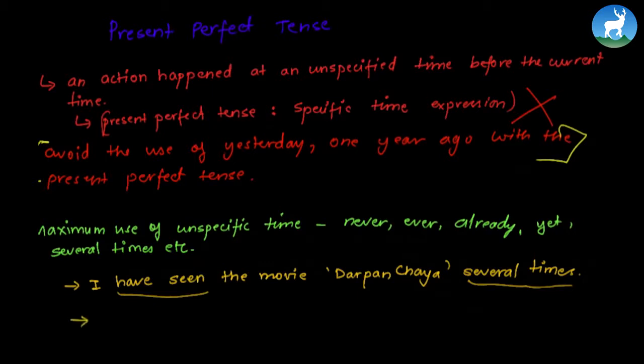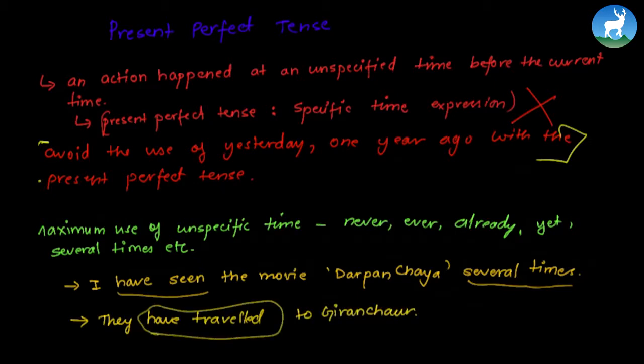Let's look at another example. They have traveled to Girantor. So they have traveled. This is the present perfect form. We have not used any time expressions here. Now I'll list some of the situations where you can use the present perfect tense. I'll write a short form of present perfect tense. I choose it to be PPT. It means the present perfect tense.